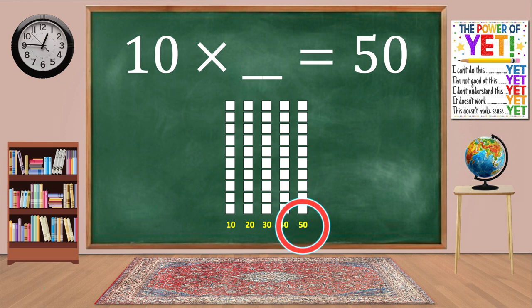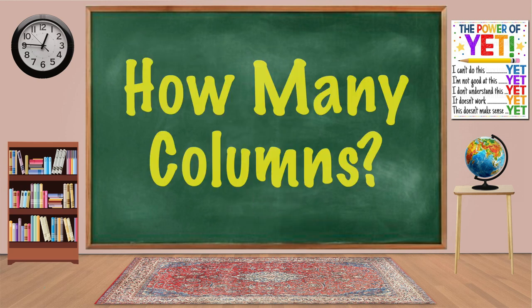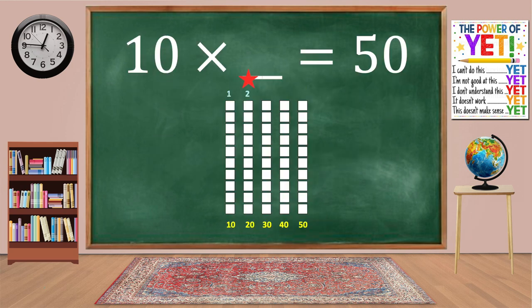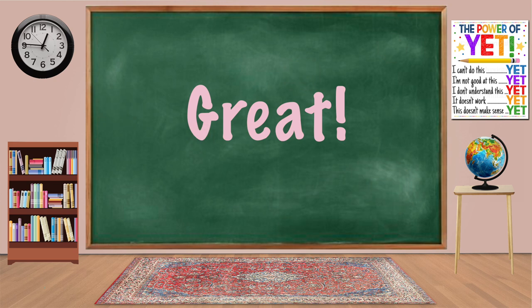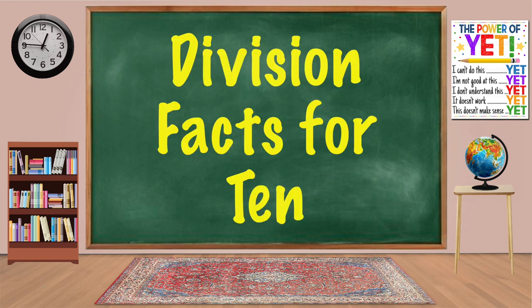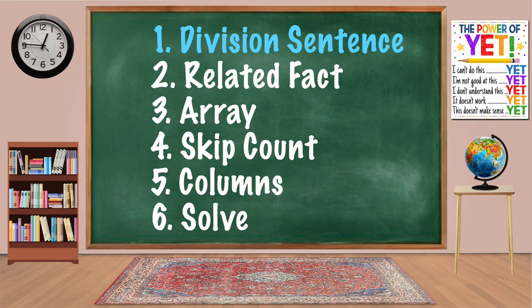We've reached 50. How many columns do we have? 1, 2, 3, 4, 5. 10 times 5 equals 50, so 50 divided by 10 equals 5. That was a great example. Let's go through the division facts for 10. We'll start with a division sentence, do a related fact, set up our array, skip count, count the columns, solve our related fact in the division sentence.